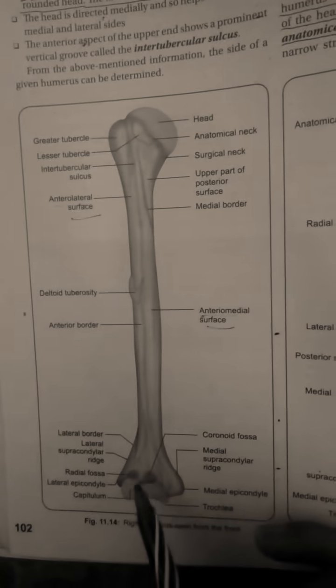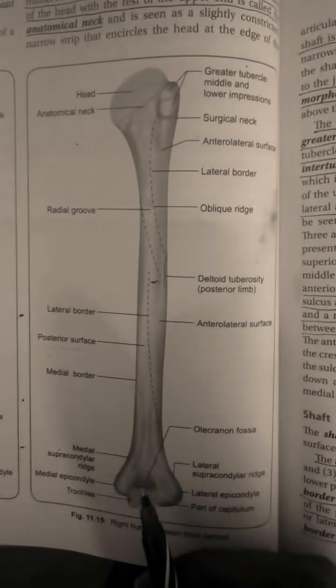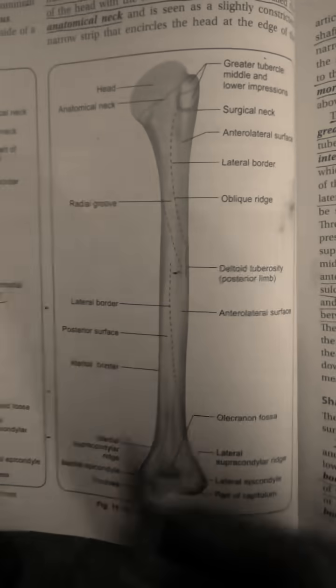When we see side determination, the head is present medially. The lesser tubercle is present on the anterior side. The greater tubercle is present on the lateral side. Here on the lower side, radial fossa, we will study about it. Radial fossa and coronoid fossa are also present on the anterior side, and the olecranon fossa is present on the posterior side. The intertubercular sulcus is present on the anterior side. This is side determination.